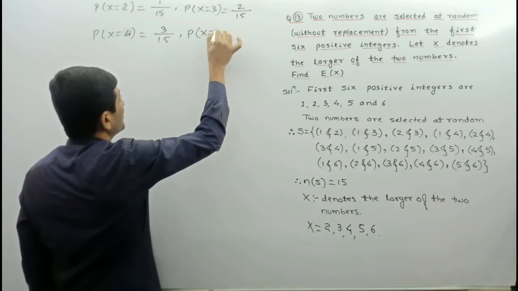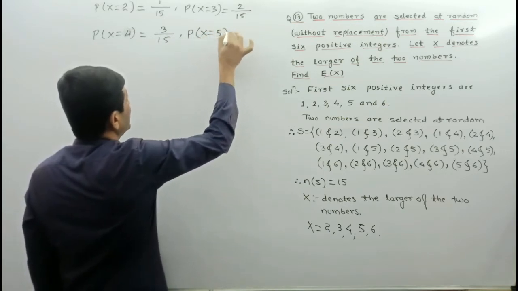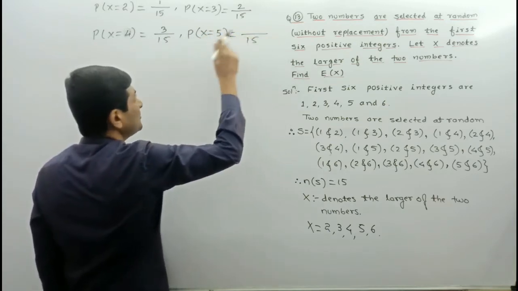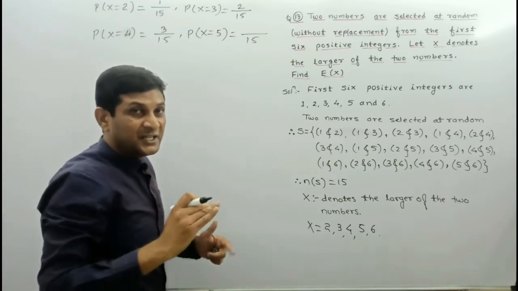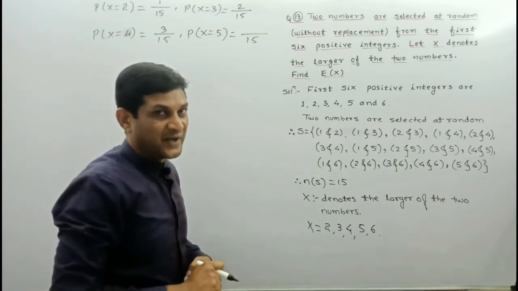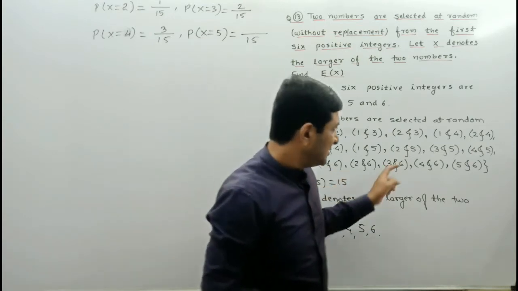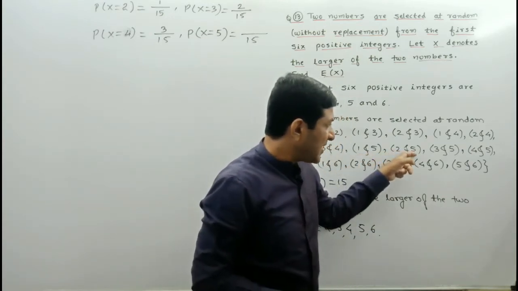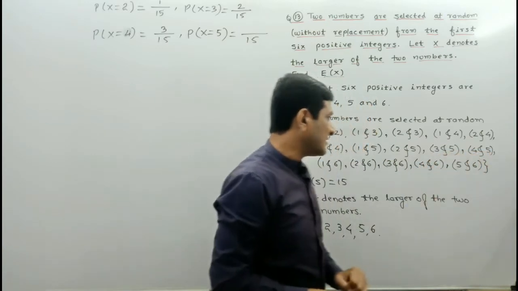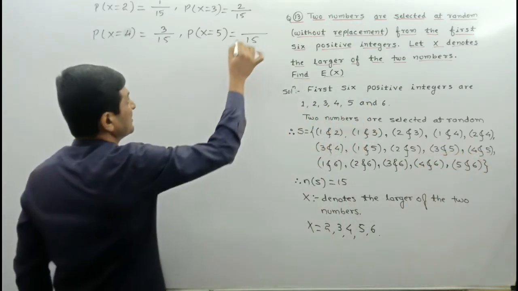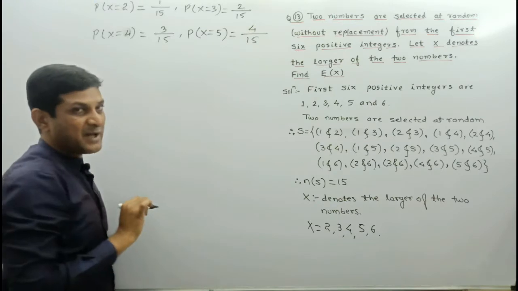Later on we are finding probability when X is equal to 5. Means from these 15 elements we have to search such elements in which the larger number is 5. Means 2 numbers are selected and 5 is the larger number. So here 5 is the larger, here also 5 is the larger, 5 is larger, 5 is larger. Means how many elements are we getting? 4 elements. So 4/15 will be its probability.